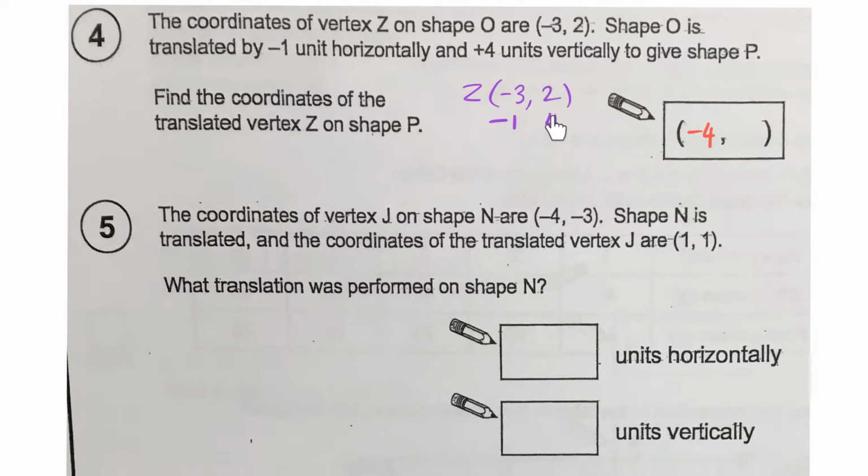What is 2 plus 4? It's 6. So the y coordinate will be 6. And we're done. Now, on the next question, it says the coordinates of vertex J on N are -4, -3.